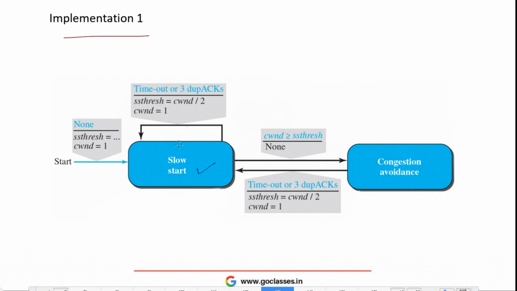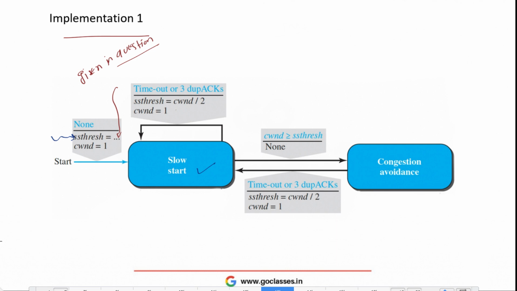So if there is a timeout, then we set the threshold to be the current congestion window by 2. See here, this is also a slow start threshold, but this value is the initial value of the slow start threshold. That should not be assumed to be anything. Some people take it as half of the receiver window, but that is not the case and it is completely wrong. It cannot be half of the receiver window unless it is given. The initial threshold should be given in the question. If it is not given, then we cannot assume it to be anything.